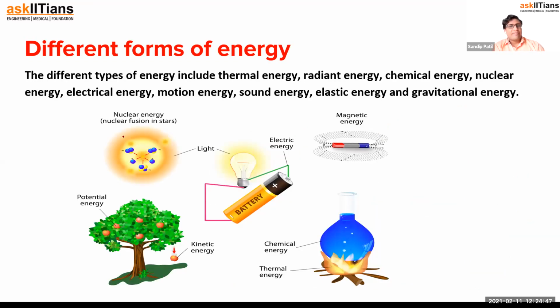So what are the different forms of energy? We have already seen some of those. Here they have listed the different forms of energy. Thermal energy is there, radiant energy is there, chemical energy, nuclear energy. Now nuclear energy is also a very big part of energy. You must have heard of the nuclear bomb in Japan, right? Hiroshima, Nagasaki. It was a very long time ago. We were not even born at that time, right? But every country still has those nuclear bombs, right?